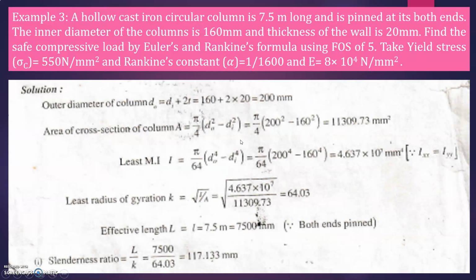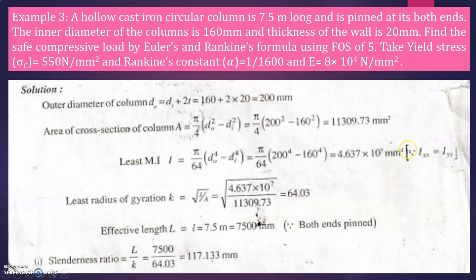Okay, what is given here? The length is given and this is a circular column. Length is 7.5 meter. It is pinned at both the ends, meaning it is hinged at both ends, so L effective is equal to L only. Then the inner diameter of the column is 160, so DI is equal to 160 mm, and the thickness of the wall is 20 mm. So you have to find the outer diameter.